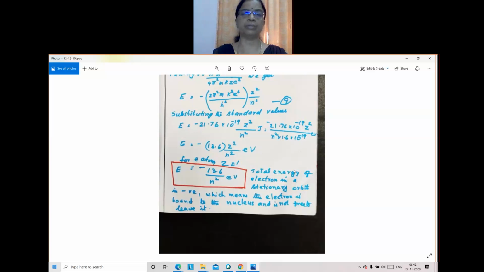So this is the energy in joule. We have converted into electron volt by dividing by 1.6 into 10 raised to minus 19.